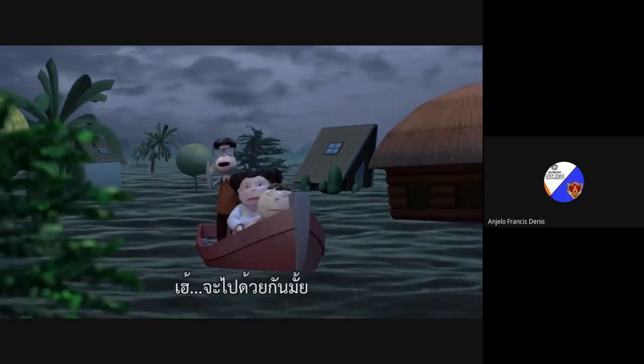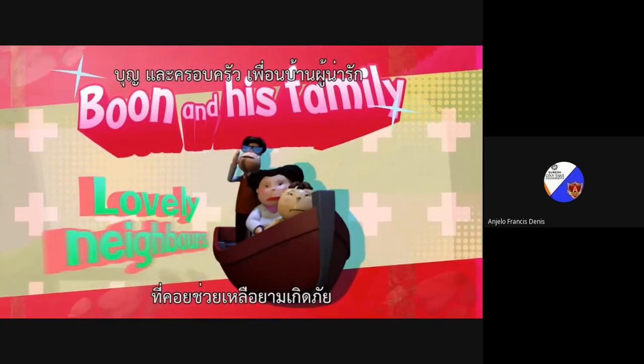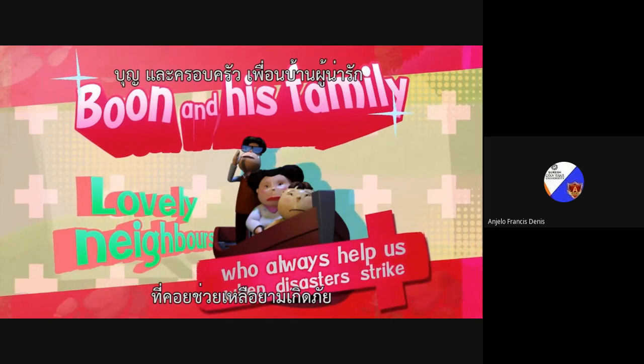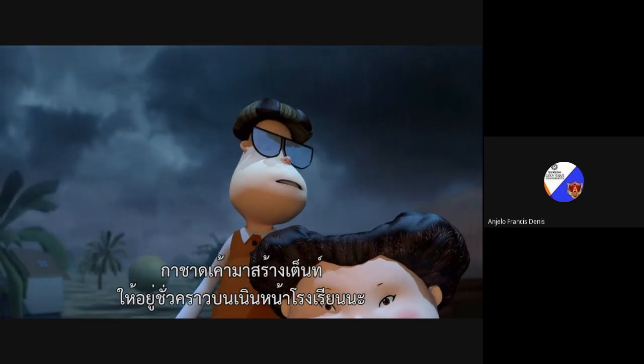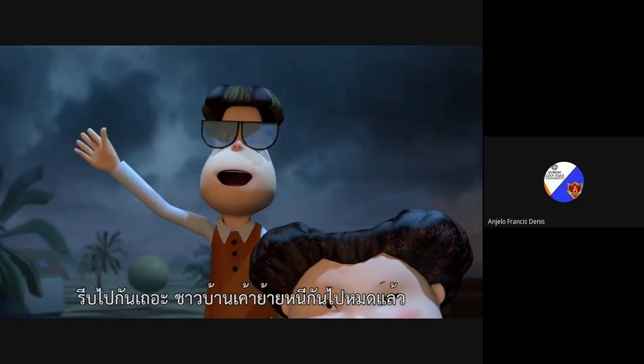Hey, come with us! Boone and his family and local neighbors can always help when disaster strikes. The restaurant has built temporary tents for us in front of the school. Come with us! Most people already stay there.